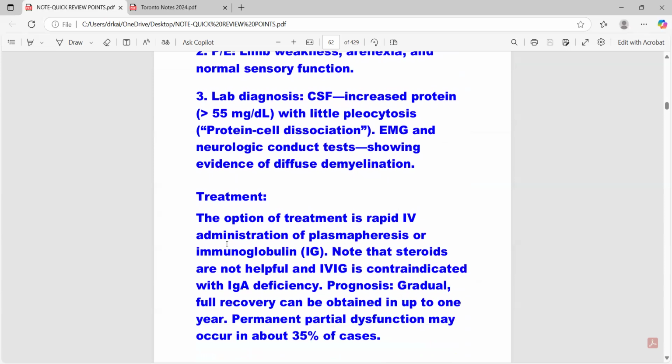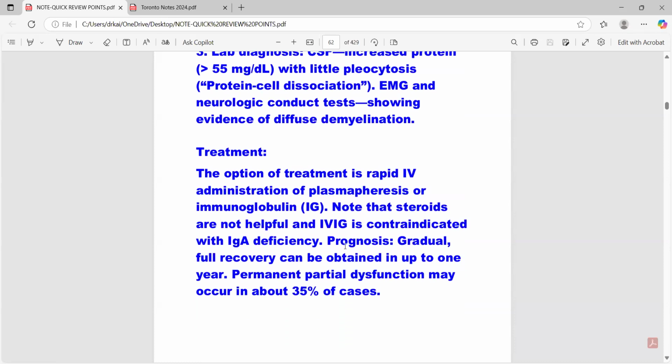It's important. Why? Because they can ask you in MCQs for your knowledge. What is the treatment for the Guillain-Barré? So it's basically the IV plasmapheresis or immunoglobulin. Note that the steroids are not helpful and IVIG is contraindicated with the IgA deficiency.